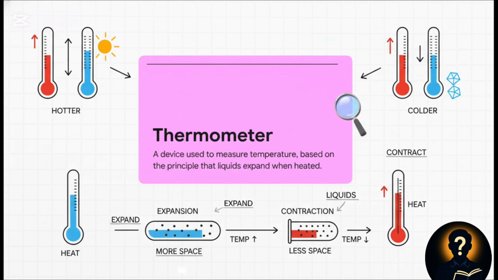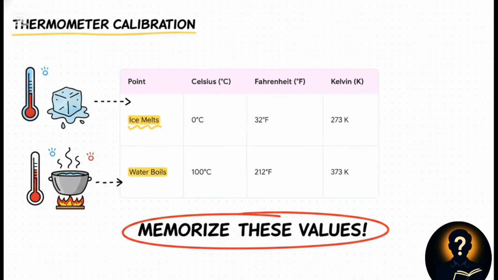Things expand when they heat up. Most liquids, like the mercury or alcohol you find in old thermometers, take up more space when they get warm and shrink down when they cool. So by putting that liquid in a super narrow tube, even a tiny change in temperature makes the column rise or fall a noticeable amount. Simple, but brilliant.